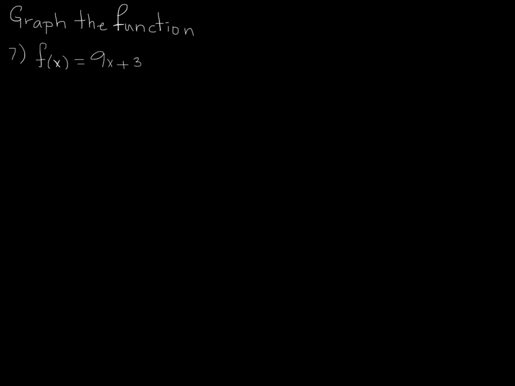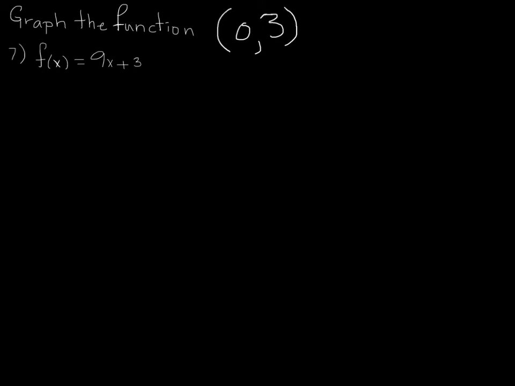Once again, for problem 7, we are graphing a linear function, so it suffices to find 2 points on the graph. Once again, I'll start with the y-intercept, which corresponds to the x value 0, and then the y value that matches with it, which will be 3. That's easy to read off, because if you plug in x equals 0, you get the 3. And we need one more point.